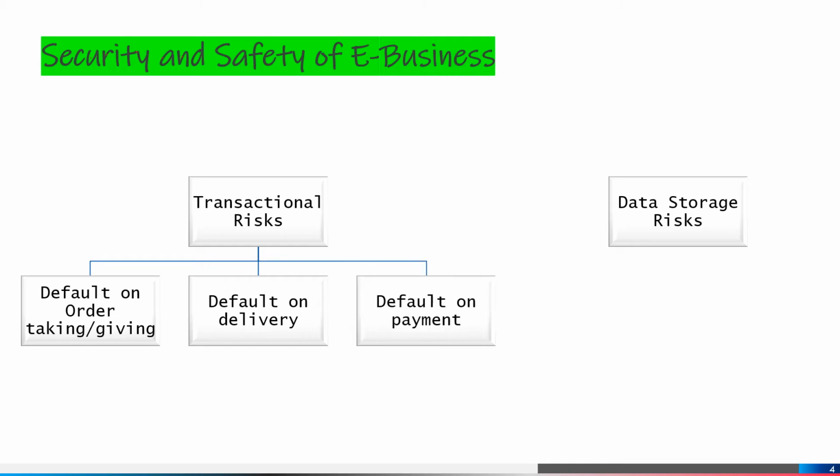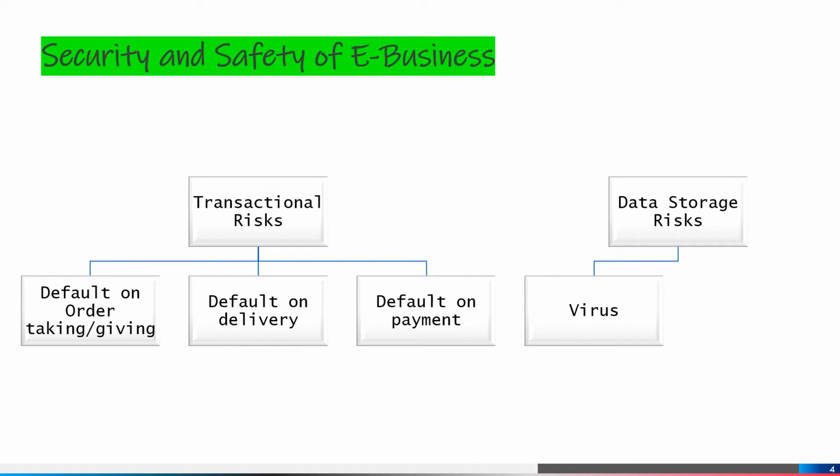Now default on payment. Sometimes a seller does not get the payment for the goods supplied, whereas the customer claims that the payment has been made. This happens generally because of a default on the bank's part, through which we are making a payment, or through the different sources we are using to pay, like net banking, debit or credit cards, or digital money. So it can happen that payment has been deducted from your account, but it hasn't reached the seller's account. So this can be called default on payment.